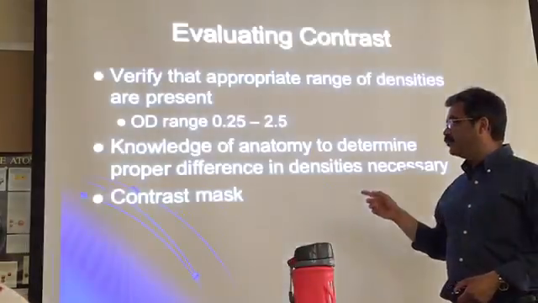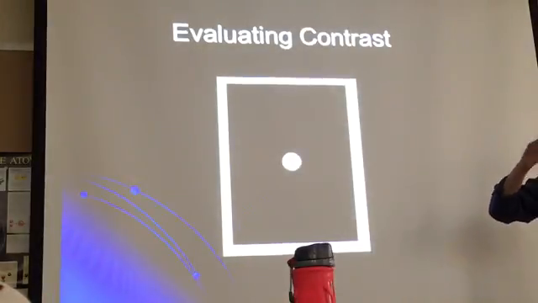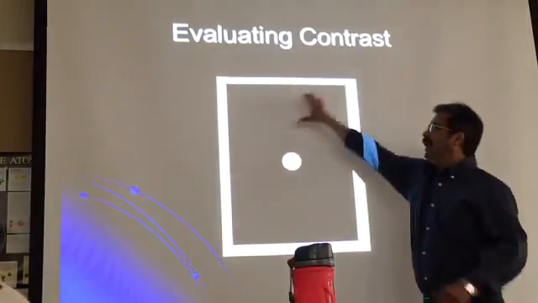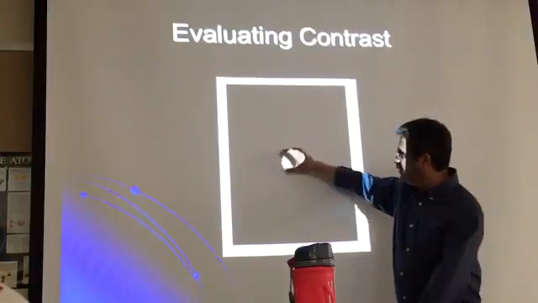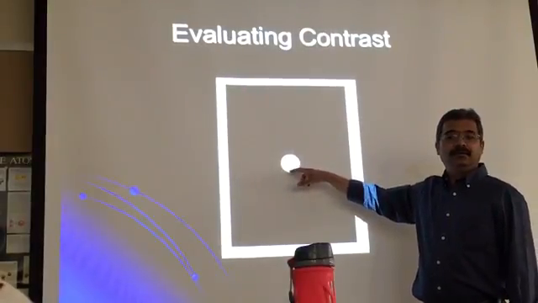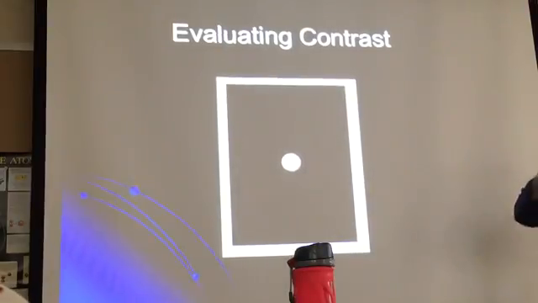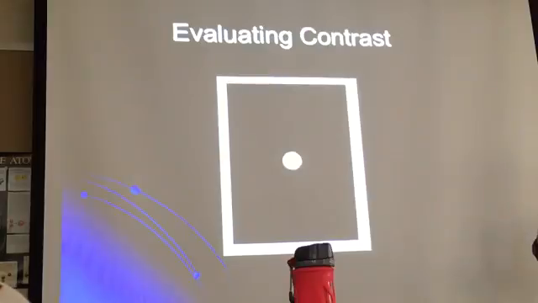With digital systems, what you can do is something called contrast mask. If you have difficulty seeing an area, black everything out and just circle the area that you're looking at, and it will look better. Why? Because of how our vision works.